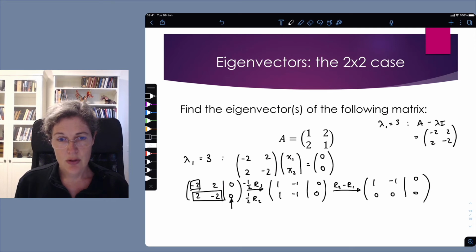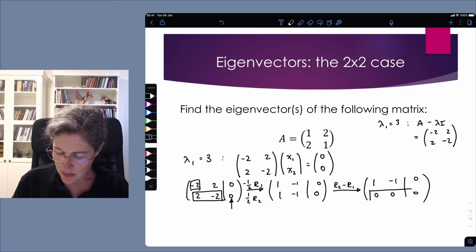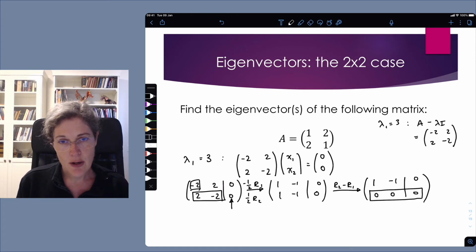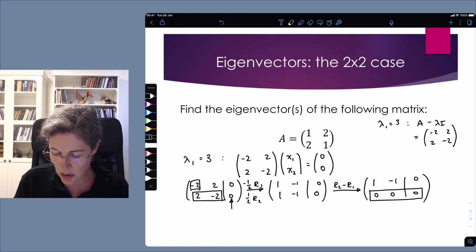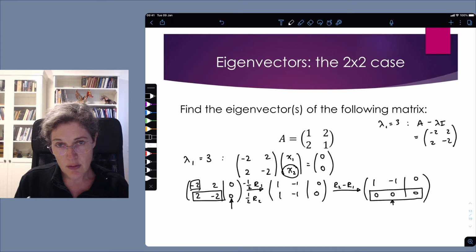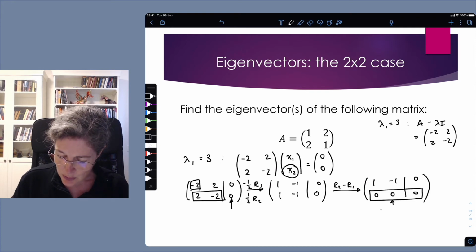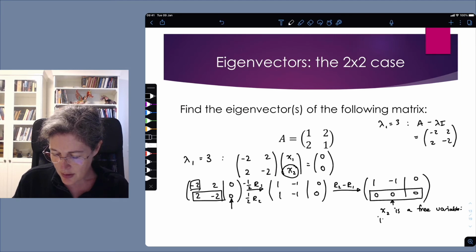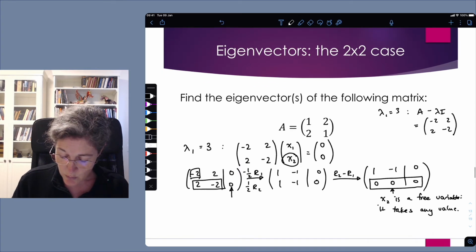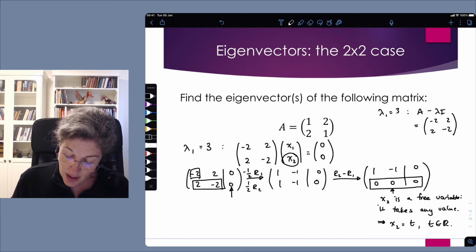We've talked a little bit about rows of zeros, and I didn't make a big deal about it, but now we're going to learn how to write them out properly. If you have a row of zeros in a situation like this, it means that the variable that belongs to that row, so remember this would usually tell us about x2, is what's called a free variable. It can take on any value. So this says x2 is a free variable. It takes any value. In order to show that in our solution, we write x2 is equal to t, for t any real number.